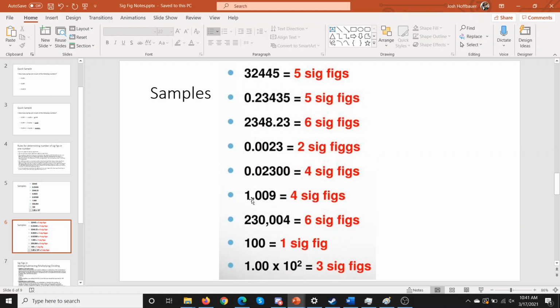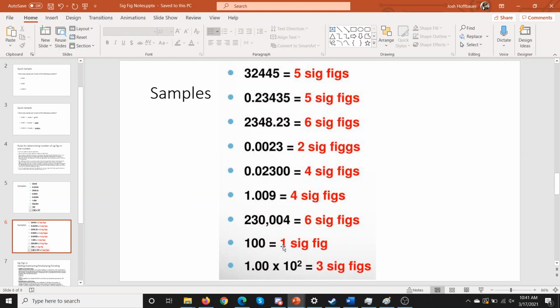The fourth to last one, 1.009, has 4 sig figs because the 1 and the 9 are automatically significant. The zeros, therefore, also count. Similar kind of case with 230,000 and 4. These zeros are between sig figs. The last 2 numbers are essentially the same number still.